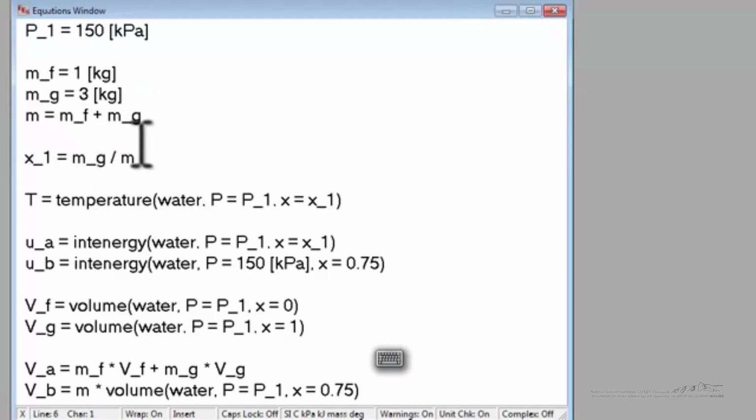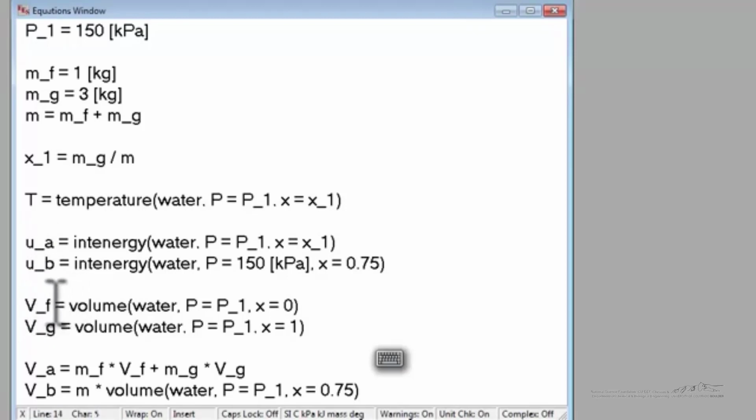And I said the quality is the mass of the vapor divided by the total mass, or a quality of 75%. And here I've got the temperature T is equal to water evaluated at 150 kilopascal, P equals P1, and the quality X at X1, so 75%. And here I've calculated the internal energy, the specific internal energy, in 2 different ways. And the first was just to use this IntEnergy command with water, P is equal to P1 and X is equal to X1. So I could enter these either in variable form, or I could enter them directly and just say the pressure is 150 kilopascal and the quality is 75%. So I would expect UA and UB to be equivalent.